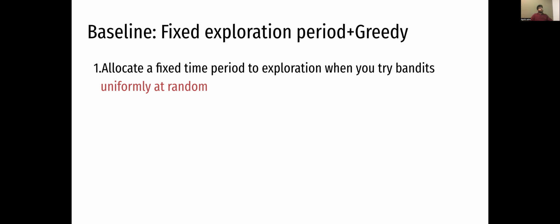So here we allocate a fixed time period to exploration. I hope now you understand exploration and exploitation. Exploration is like exploring new things, and exploitation is choosing the best thing. So for a fixed exploration period, first we allocate a fixed time period to exploration when we try bandits uniformly at random. So this is step one.